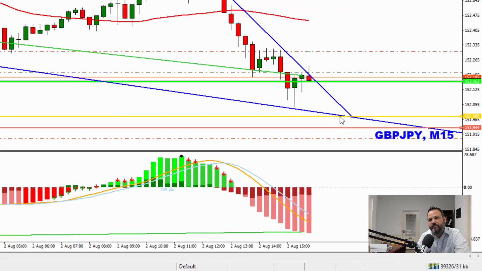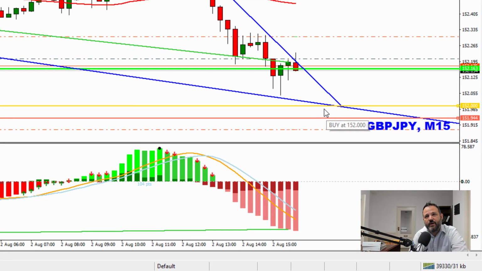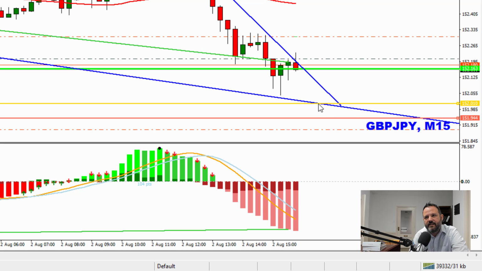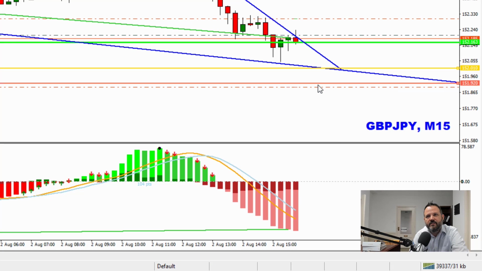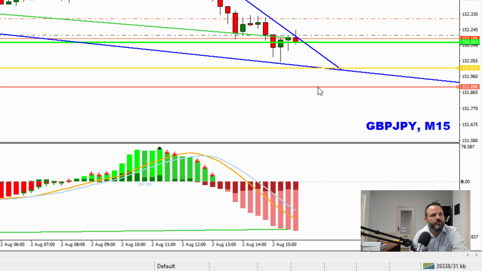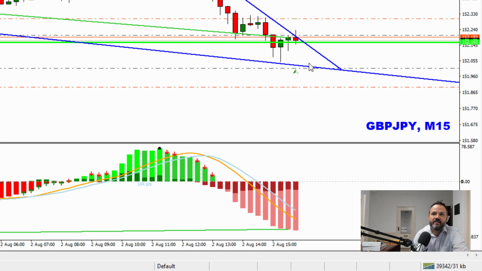So we're going to go right at 152 because 152 is also a psychological area. And I'm not going to go quite that. I want to get 152.01, and then we'll give it some room here. We want to give it a nice bit of room. And I'm going to add my buy. So last time was a buy limit. This is a buy stop.